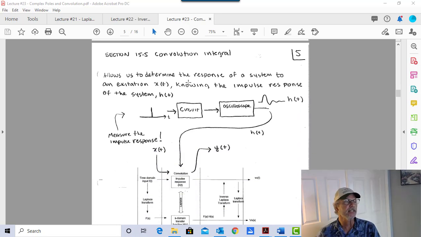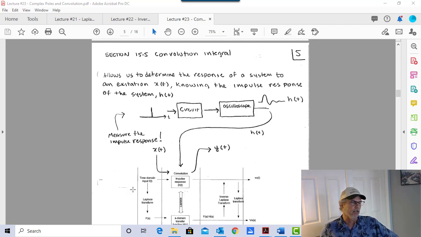Before we get into the details of the convolution integral, I want to give you some intuitive background on what it really does for us and why we use it. And in order to do that, we're going to look at impulse response, because the two are really tightly coupled together. So the definition here is going to say that the convolution integral allows us to determine the response of a system to an excitation x(t), knowing the impulse response of the system h(t).